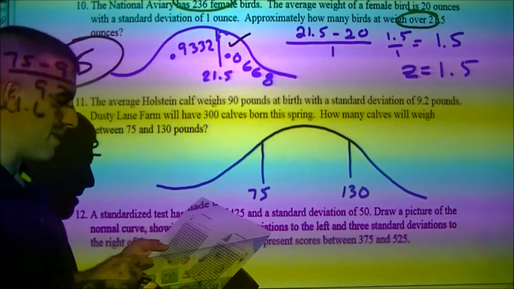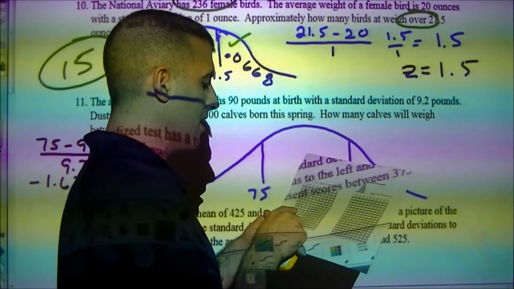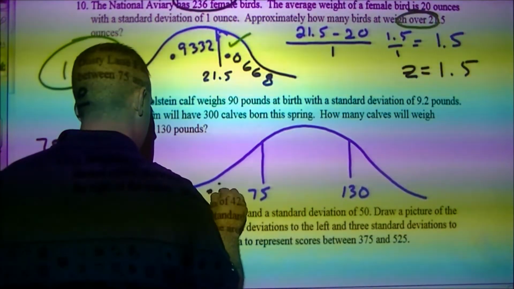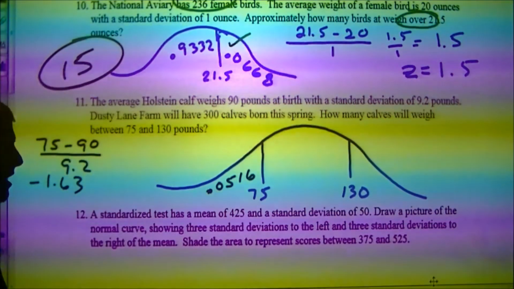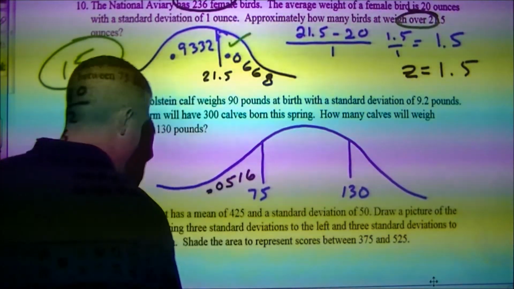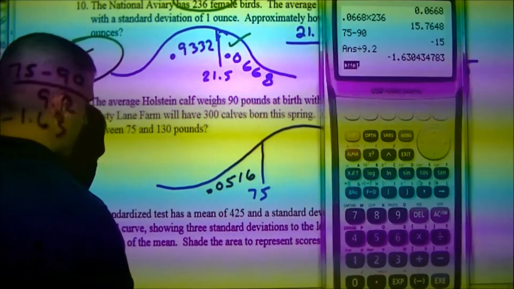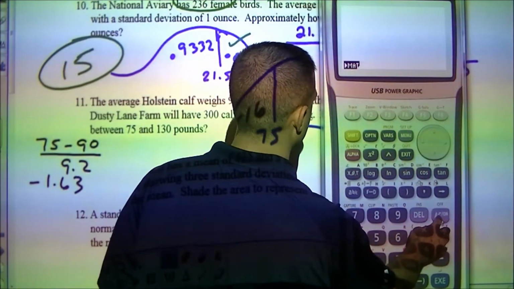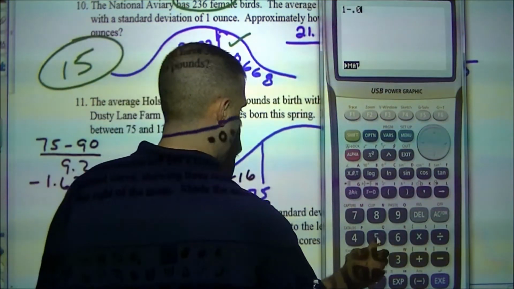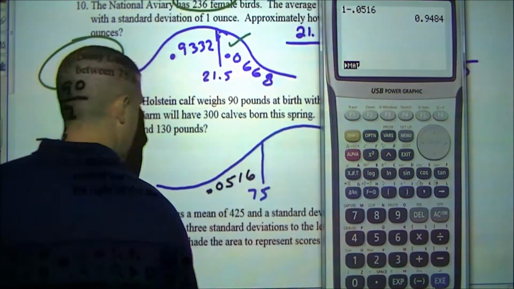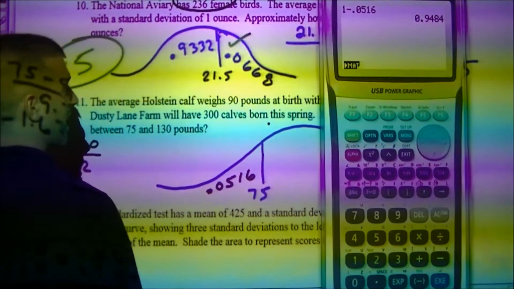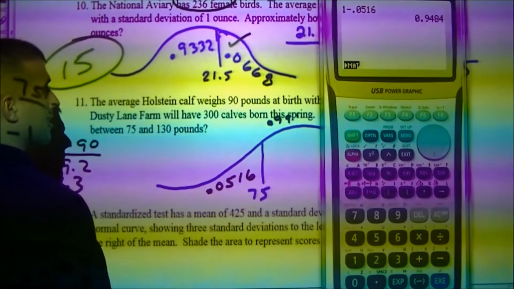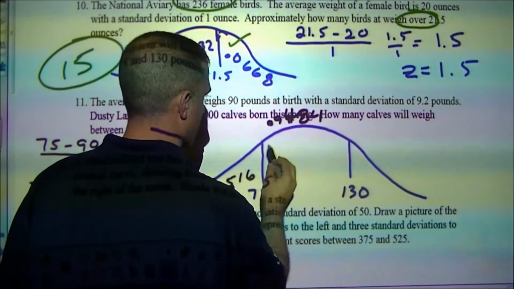So I'm going to look on my chart, and negative 1.63 is going to be at 0.0516 for this side. Now what that means for me is all of the rest of that is 1 minus 0.0516. Meaning the rest of it, all this over here, has got to be 0.9484. So everything over that way.